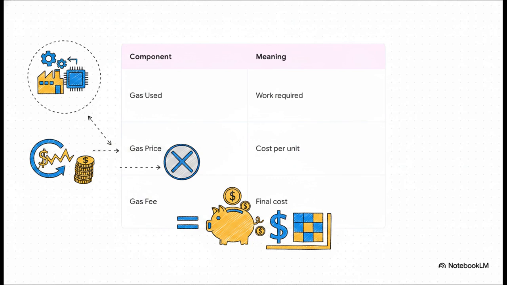Let's break those mechanics down a bit further. Gas used is the fixed amount of work a specific action requires. You can think of this as the absolute number of computational steps the network has to take. Gas price, on the other hand, is the fluctuating cost of that specific work, basically how much you are willing to pay per unit of gas. You multiply the fixed work required by the fluctuating cost per unit, and boom, you get your final gas fee.